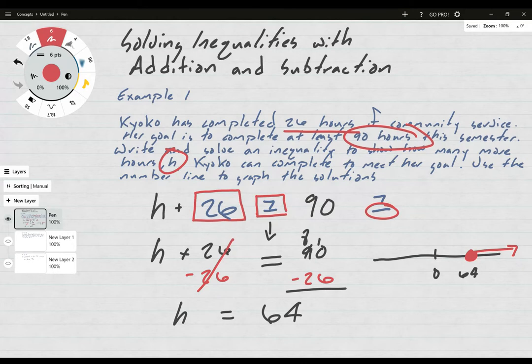So that is the first way to solve an inequality. We're going to dive down a little bit more into it. So let's look at the second one.